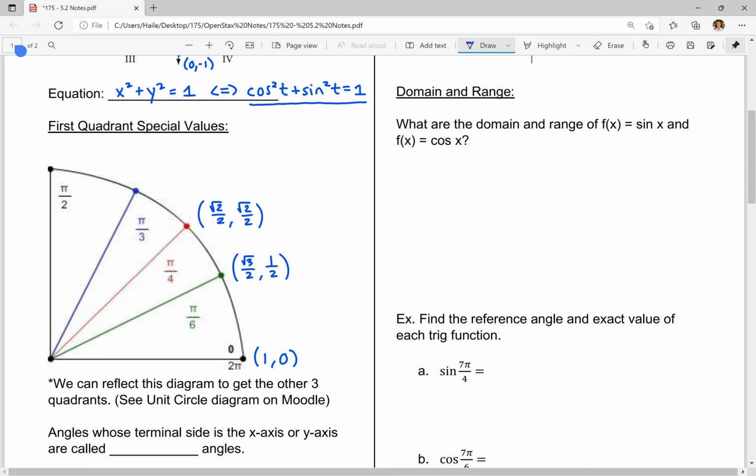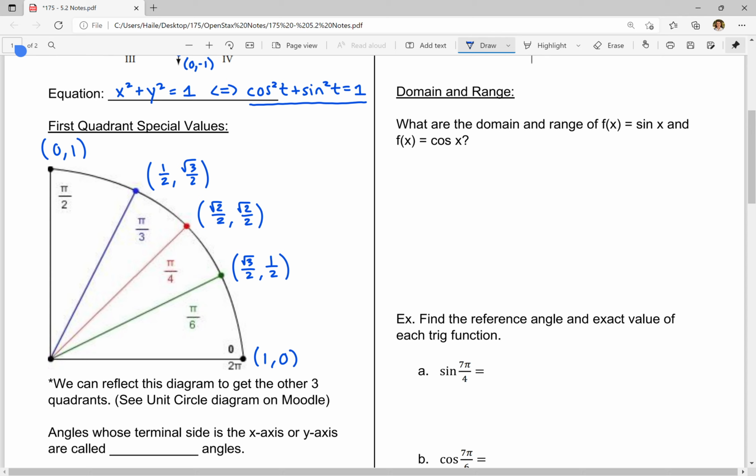Our next angle is pi over 3. This is very similar to pi over 6. We're just going to switch the coordinates around. So the cosine of pi over 3 is 1/2, and the sine of pi over 3 is root 3 over 2. Finally we have the angle pi over 2, and since this is all the way at the top, we have the point 0, 1. So the cosine of pi over 2 is 0, and the sine of pi over 2 is 1.